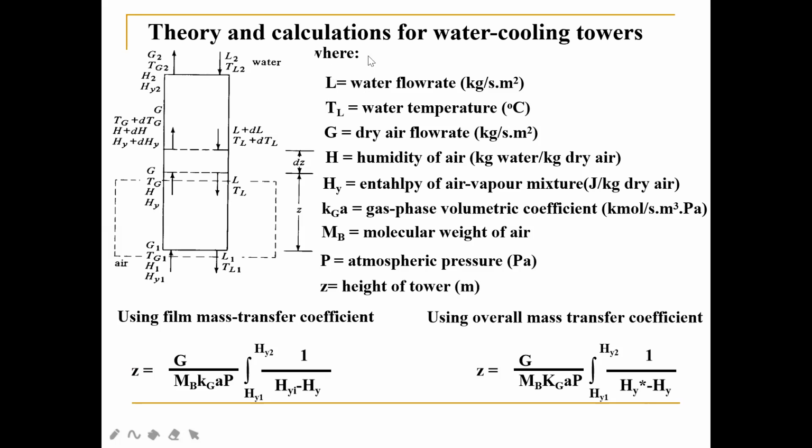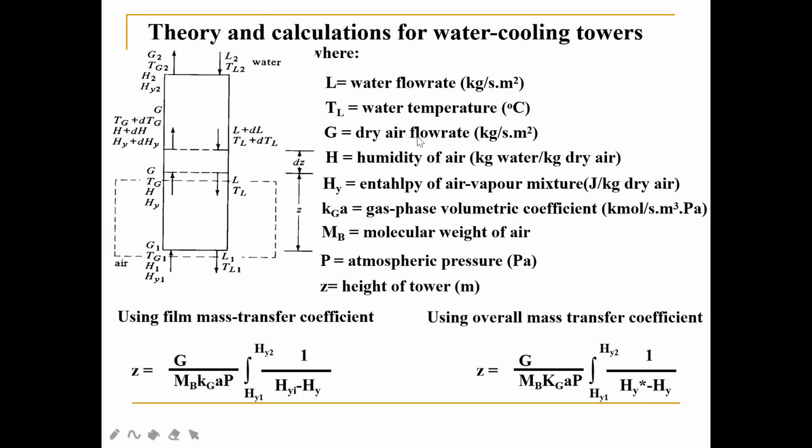So let's go back to this. What is L? You look at L2, L1. L is the water flow rate. The water flow rate goes from the top downwards. And TL is the temperature of the water that's flowing from the top to the bottom. And the L up here we call L2, because all the numbering and symbols are based on G, which is the gas flow.